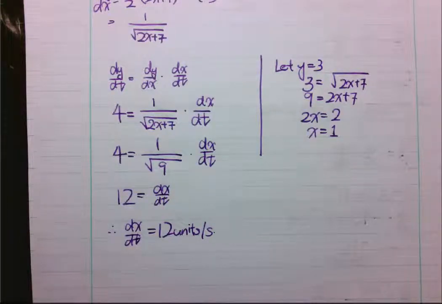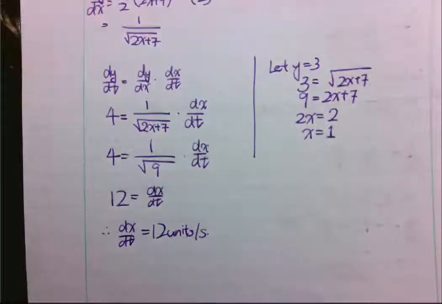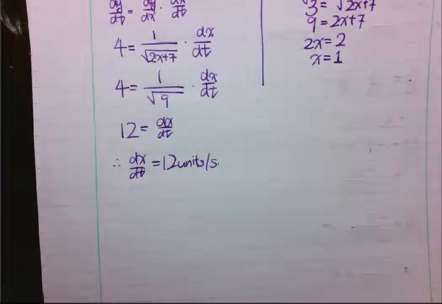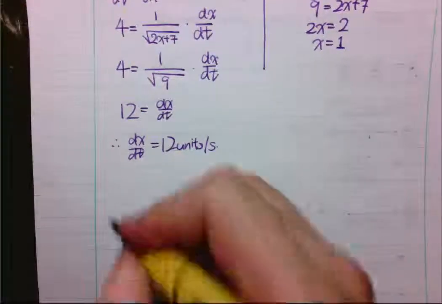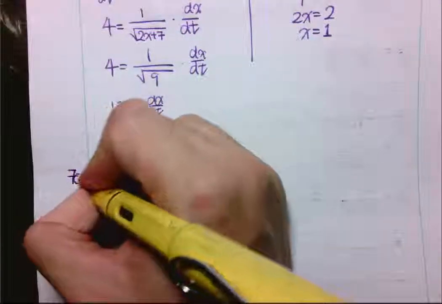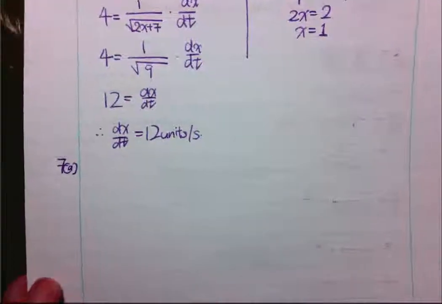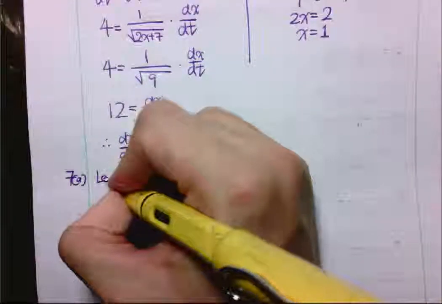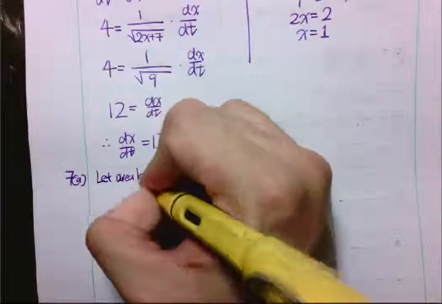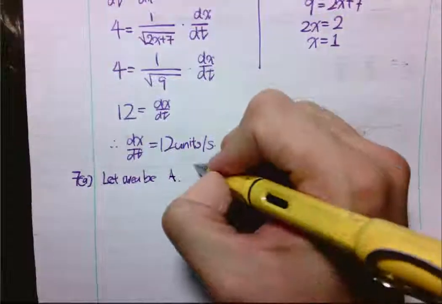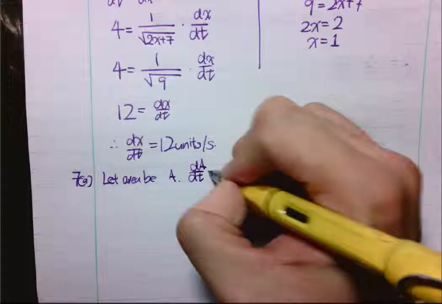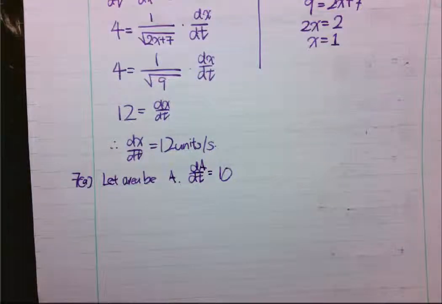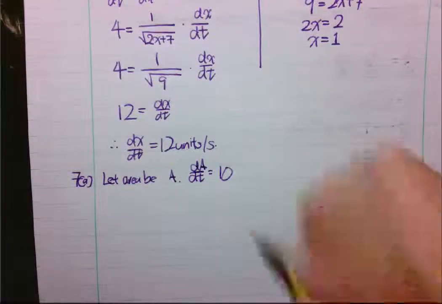Alright. Okay, just to do for you one more question, question 7a. And 7a works like this. They tell you that the area of a square increases at the rate of 10 cm squared per second. So just write down whatever you know. Let the area be A. So I know that dA/dt is equal to 10 cm squared per second.